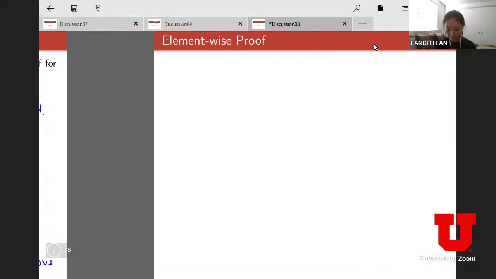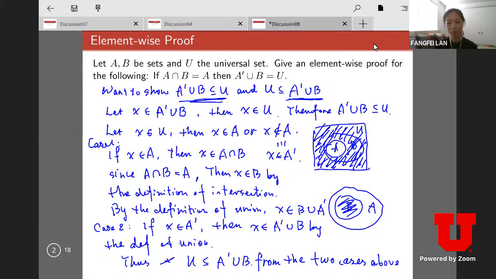Any questions about this before we move on? I kind of have a question about right above case 1 where you say if X is in U, then X is in A, or X is not in A. I'm kind of confused by where you came up with that. So that's why I drew this Venn diagram right here.